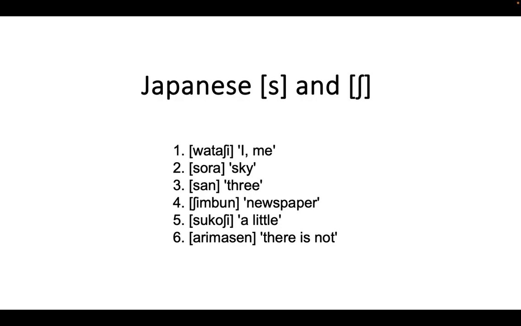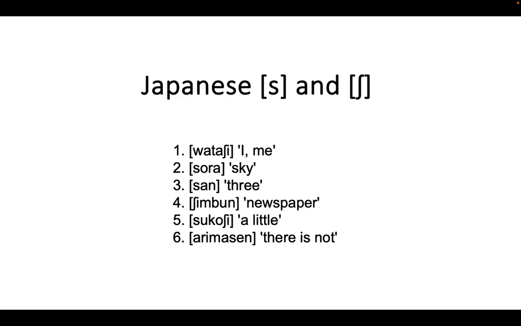So we have a list of Japanese words that are written phonetically with their English translations. And so we're going to look at this data in order to analyze the sounds s and sh. So the first thing that you always want to do is look for minimal pairs. So in this case, that means we want to see if we can find two or more words that are exactly the same, except one has s where the other one has sh.